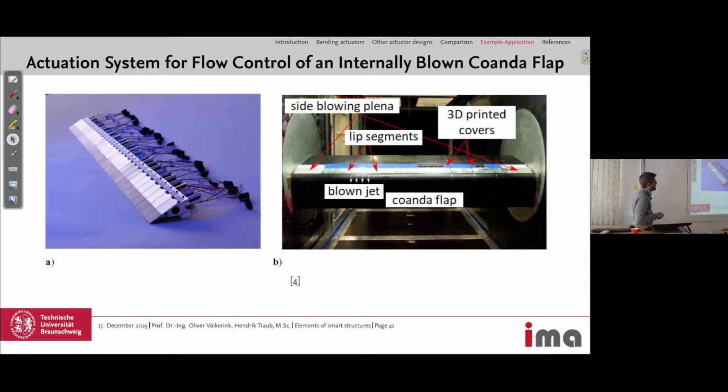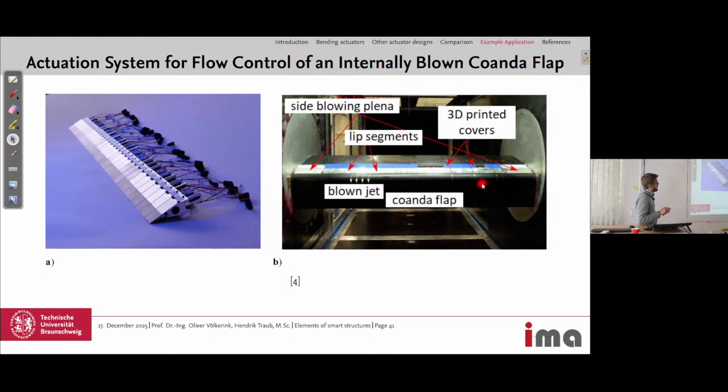In the wind tunnel model for testing, we had a row of these lips, so you could have differential control of blowing out the air over this bandwidth. And it was also tested in a wind tunnel, I think in the German-Dutch wind tunnel, which is also located at German Aerospace Center in Braunschweig.